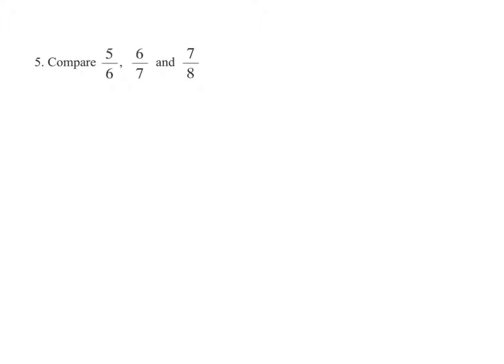Compare 5/6, 6/7, and 7/8. To compare these three fractions, we must first find the lowest common denominator, which is the same as finding the lowest common multiple for 6, 7, and 8.